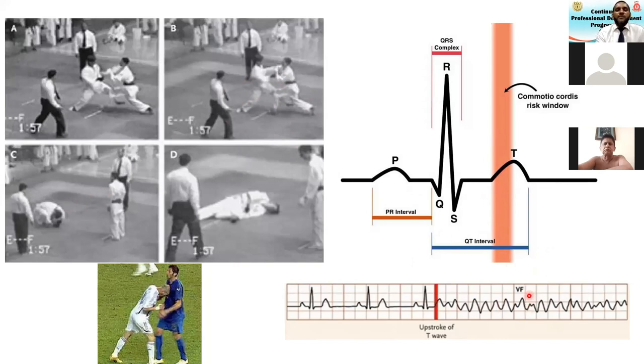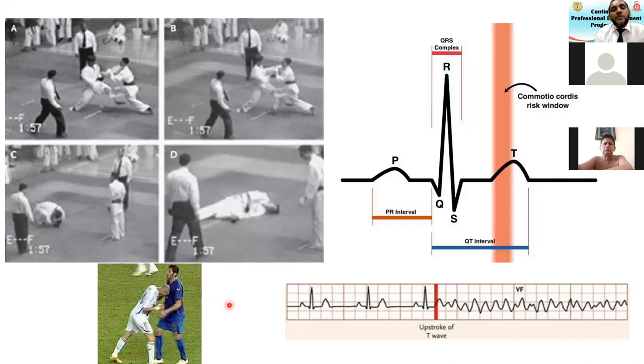That is why, I don't know whether any of you remember, in the Italy-France match Zinedine Zidane was given a red card just prior to the final penalties for hitting the chest. And the reason was explained as commotio cordis. So it's funny. There's a point behind that.